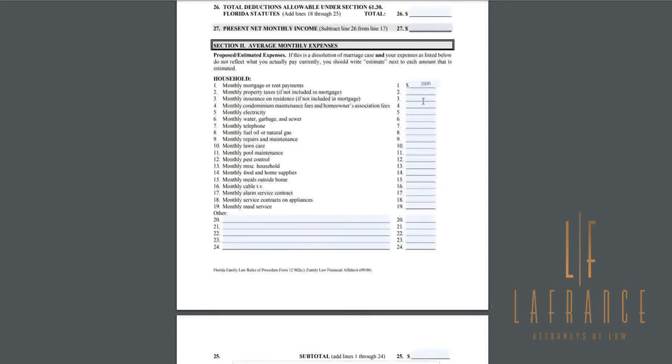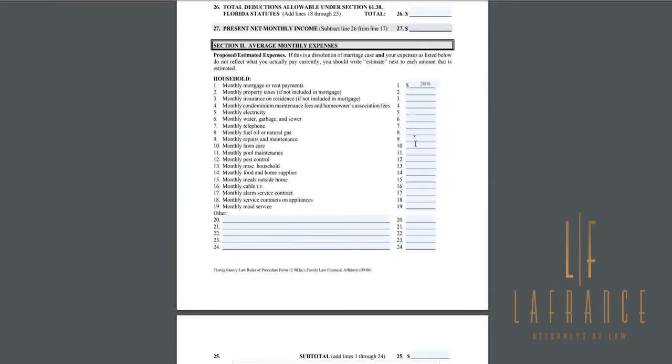The rest of the entries work the same way. Whatever your average electricity is, if you're in an apartment or a house, you can look back over the last few months and average those together to get your monthly electricity amount. And again, if you're going to be moving out and securing another residence, you're going to write estimate. This is what I think it's going to be, depending upon the size of the future residence compared to where you're living right now. You want to include monthly repairs and maintenance.